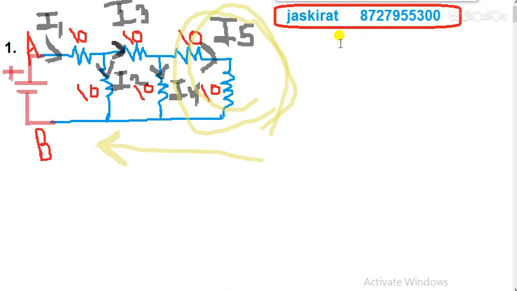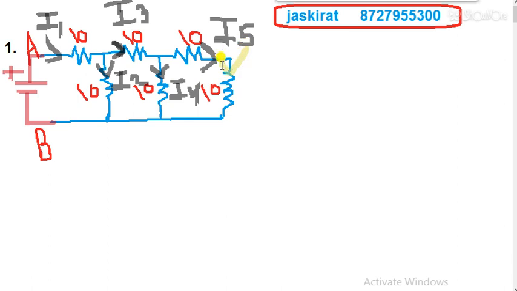So now I am erasing it. You can see this current I5 is flowing through this resistance and through this resistance. Wait for 1 minute. Okay, now I hope it is clear. So I5 current is flowing through two resistances. That means these two are in series. So this resistance as well as this resistance, these are in series.